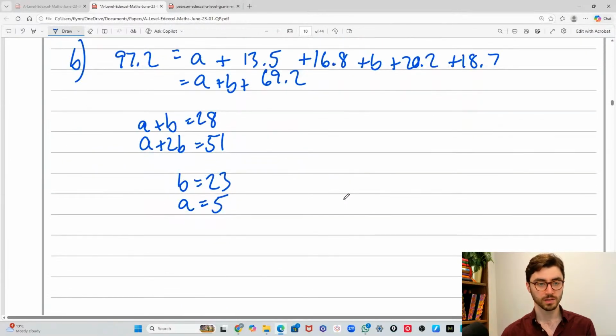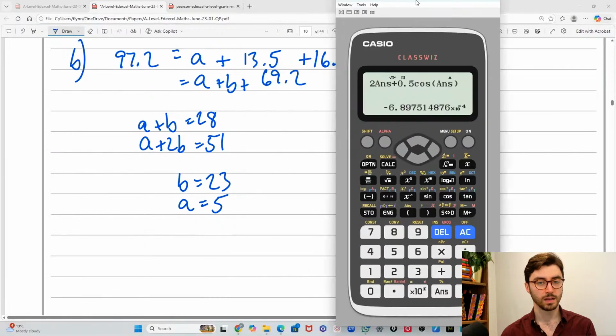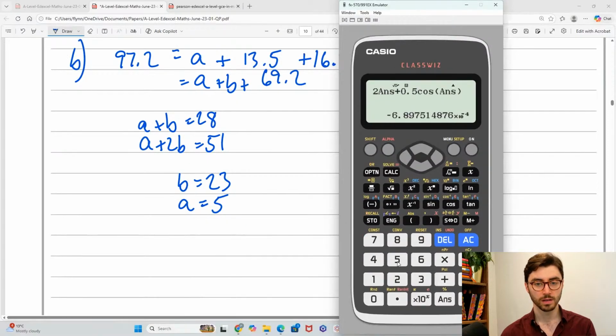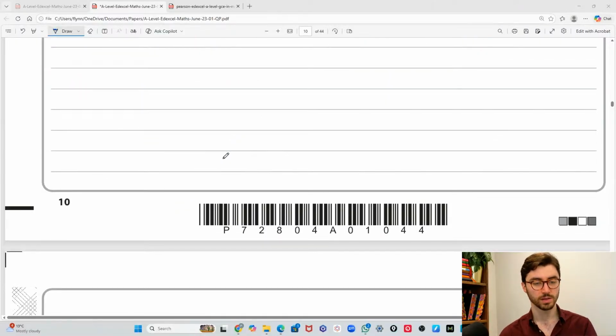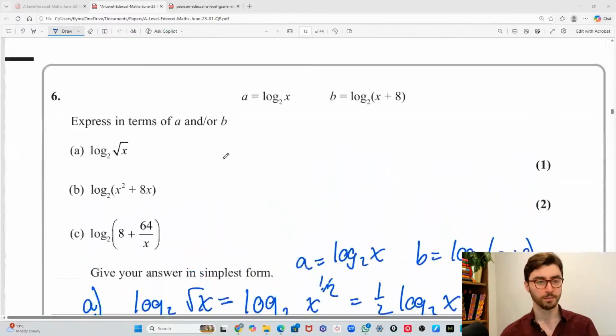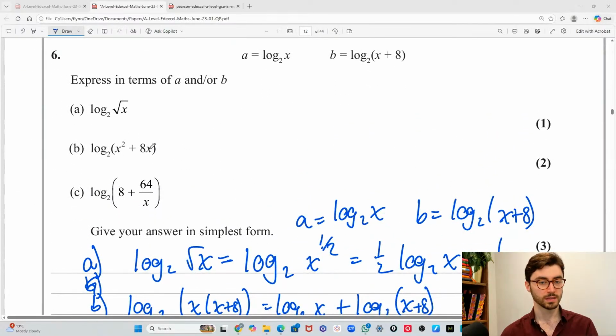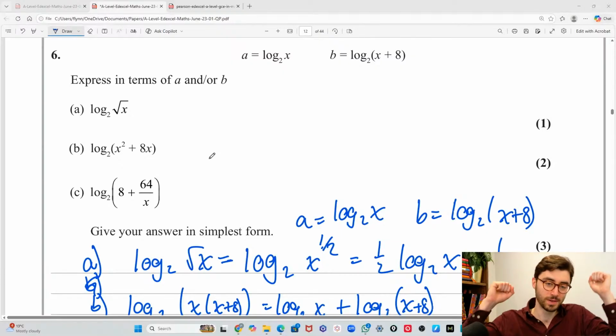So I have my simultaneous equation. I'll just plug the numbers back in and check to make sure they work. 5 plus 23, 28. 5 plus 2 lots of 23, 51. Great. So I'm plugging these back in. These look okay. So this is just, I got it right. Full stop, the end. No notes.